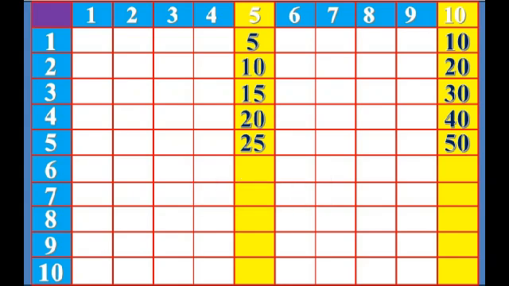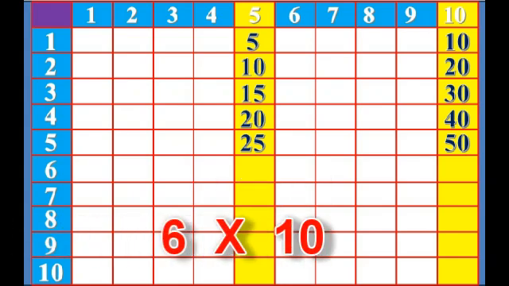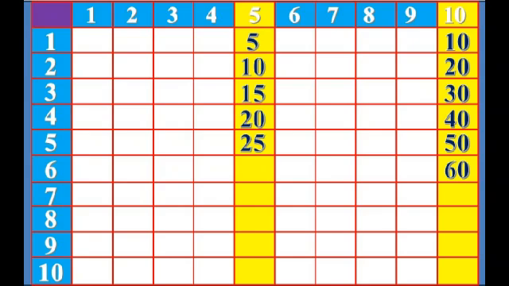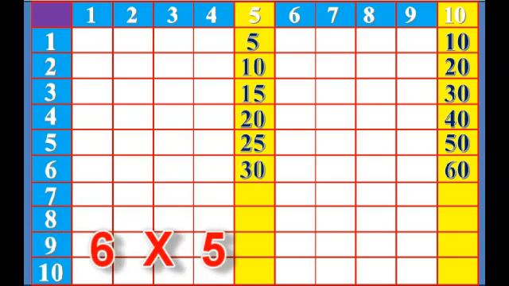What is 6 times 10? The answer is 60. What is half of 60? Half of 60 is 30 and it is actually 6 times 5.